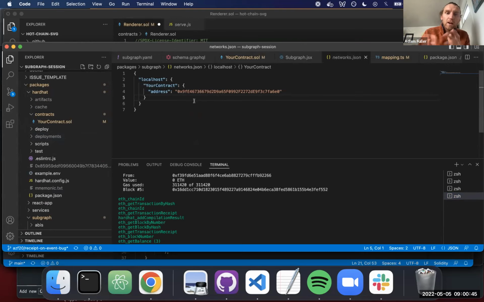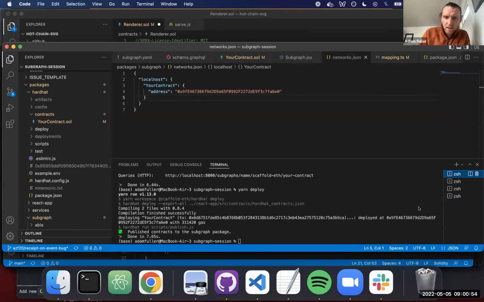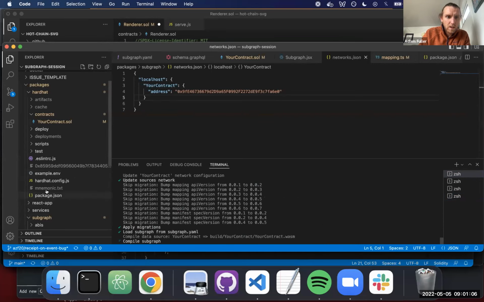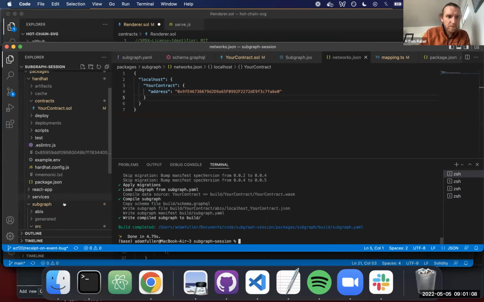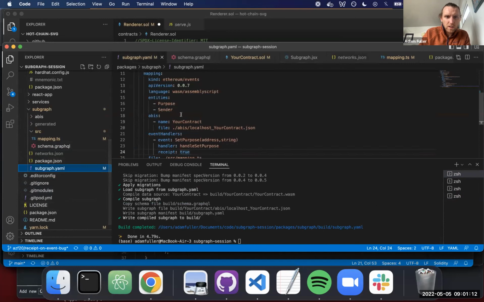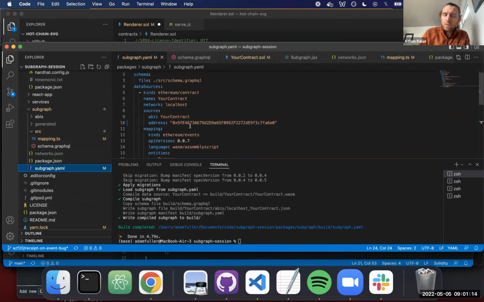It would be aware of where it needs to push the new contract information and where it should go. And so now if we go back here, I think it should just actually be build network localhost. Hopefully this 9EF thing should jump into the subgraph. Yeah, so you can see that this address was then updated.